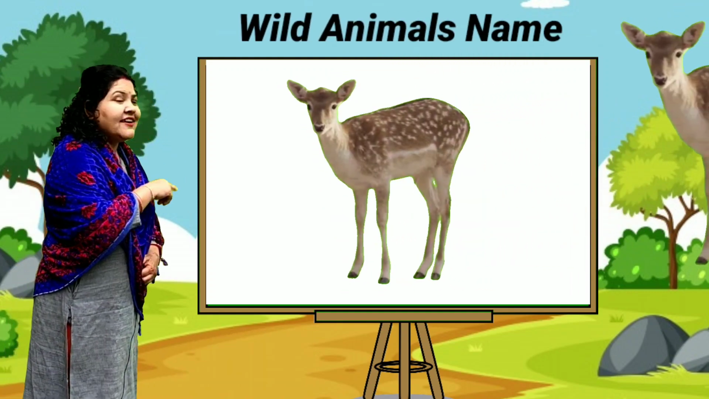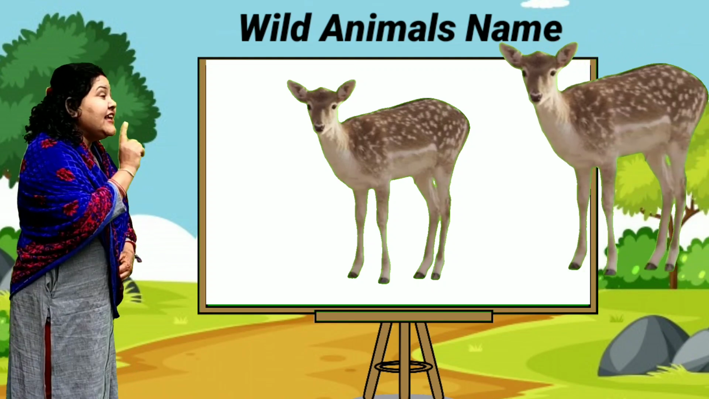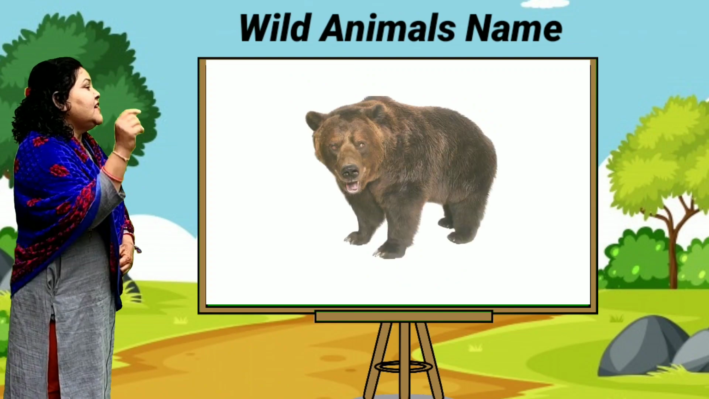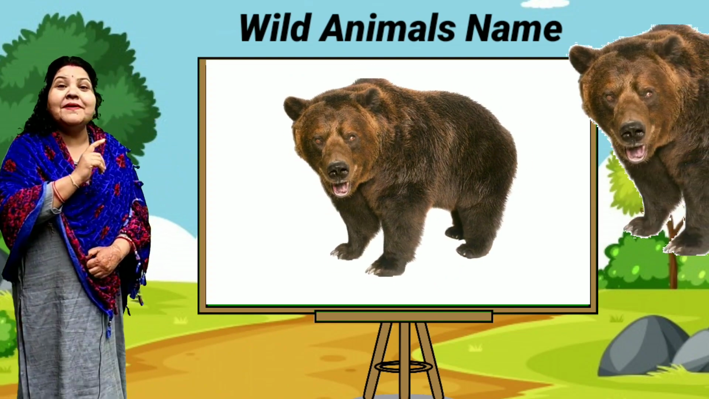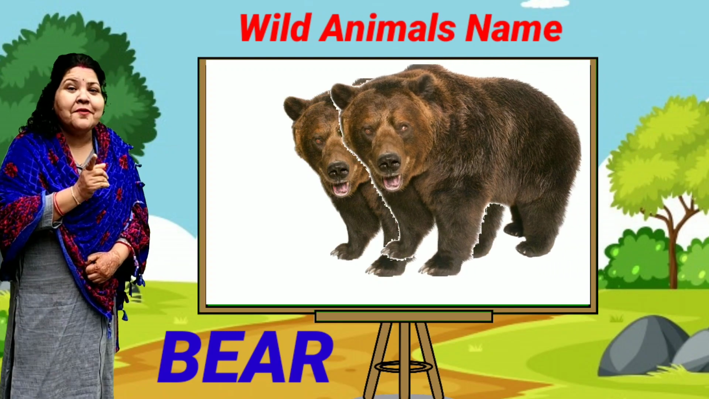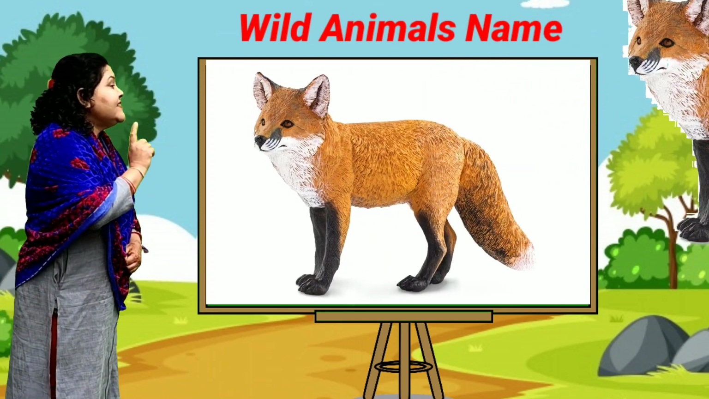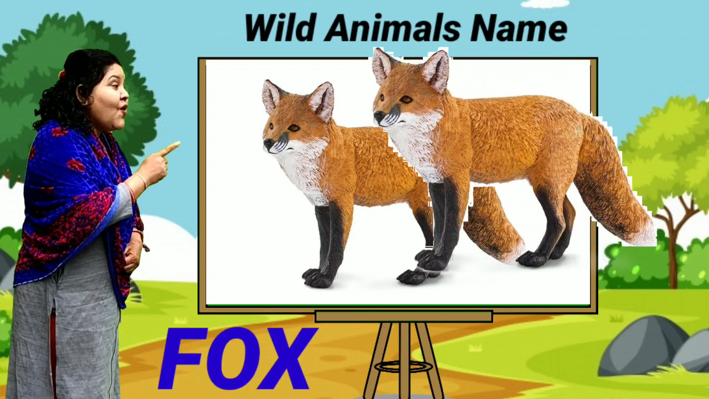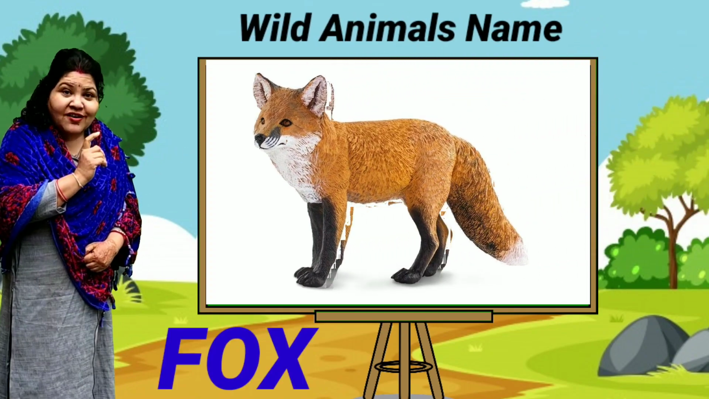This is a deer. Deer, D double E R, deer. This is a bear. Bear, B E A R, bear. This is a fox. Fox, F O X, fox.